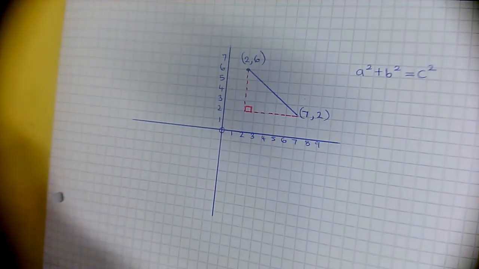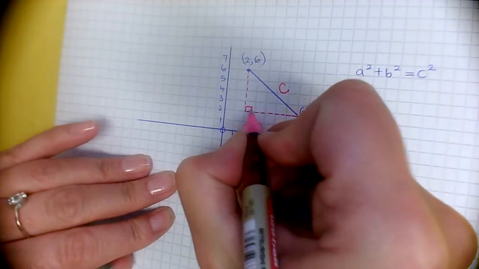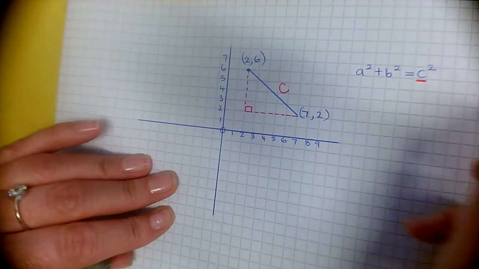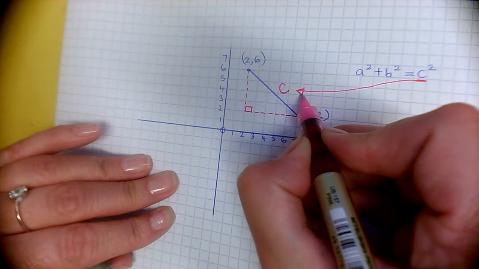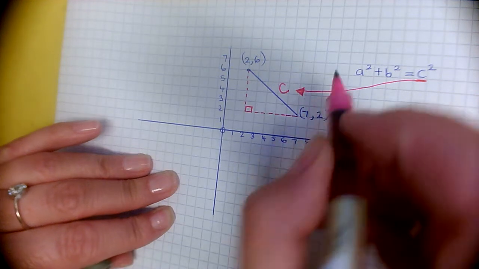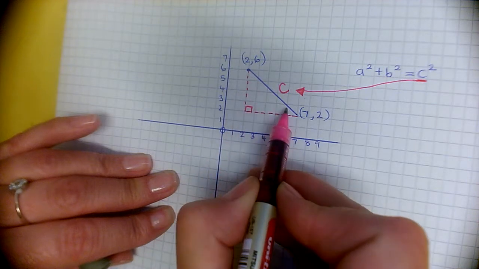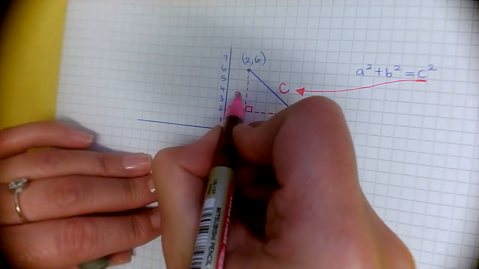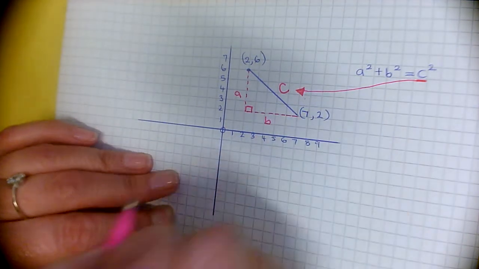So the next thing you need to know with regards to Pythagoras' theorem is that it is always this length here opposite the right angle that we label as C. So this C in our equation here relates to this C on this length of our right angled triangle. It's always the length opposite the right angle, and it's always the longest length. Okay, and then these ones here, it doesn't matter which way round we label them, so I'm going to label this one A and this one B.